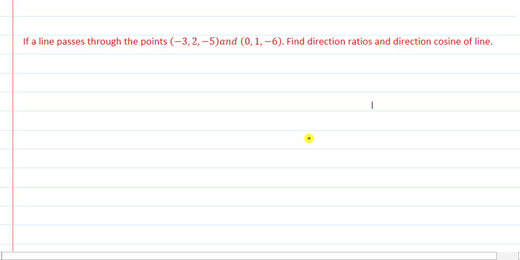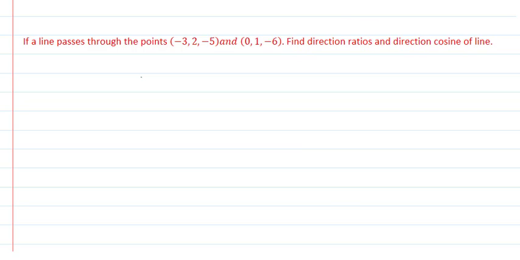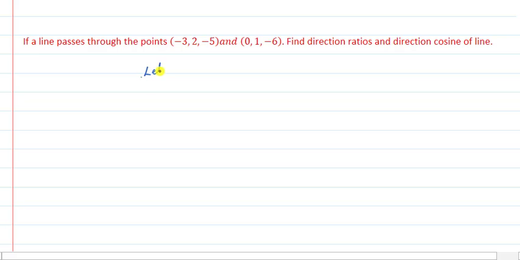The very first and simple problem is: if a line passes through the points (-3, 2, -5) and (0, 1, -6), find the direction ratios and direction cosines of the line. I hope this is a very simple question that you can attempt easily. As I told you, let us suppose that point A is (-3, 2, -5) and point B is (0, 1, -6).